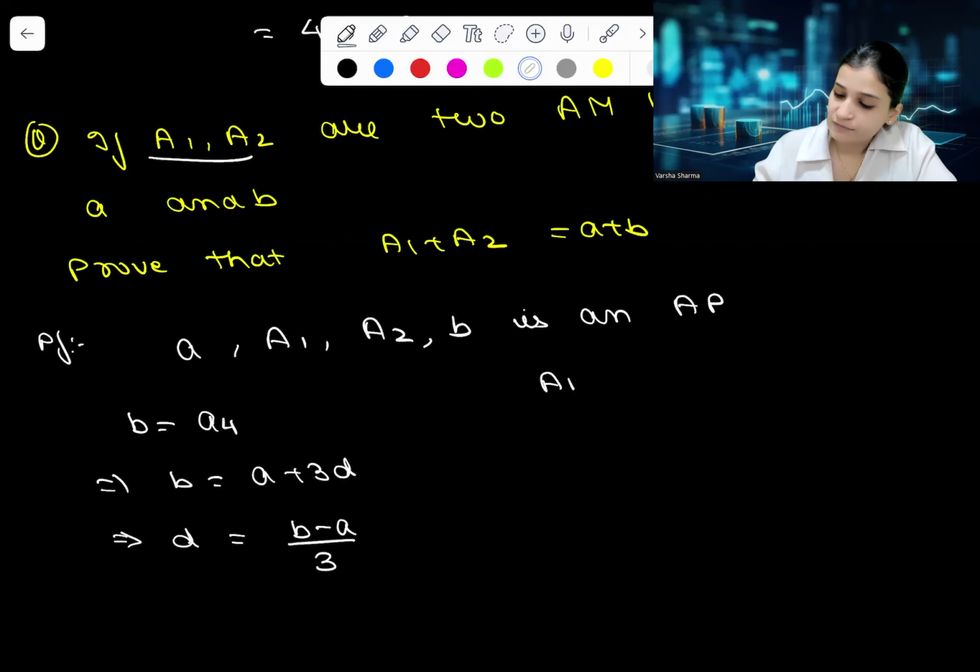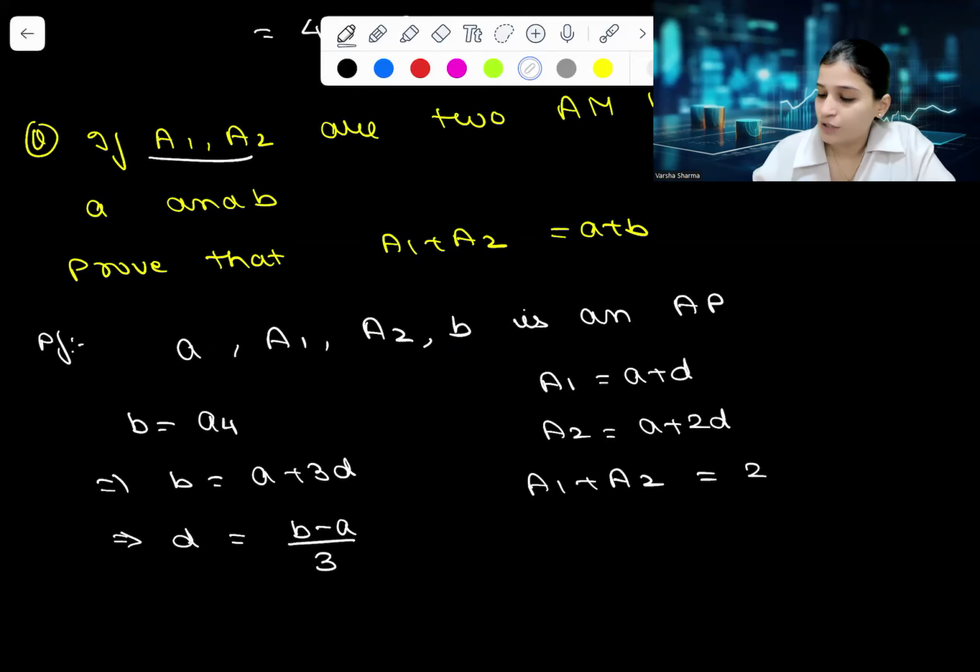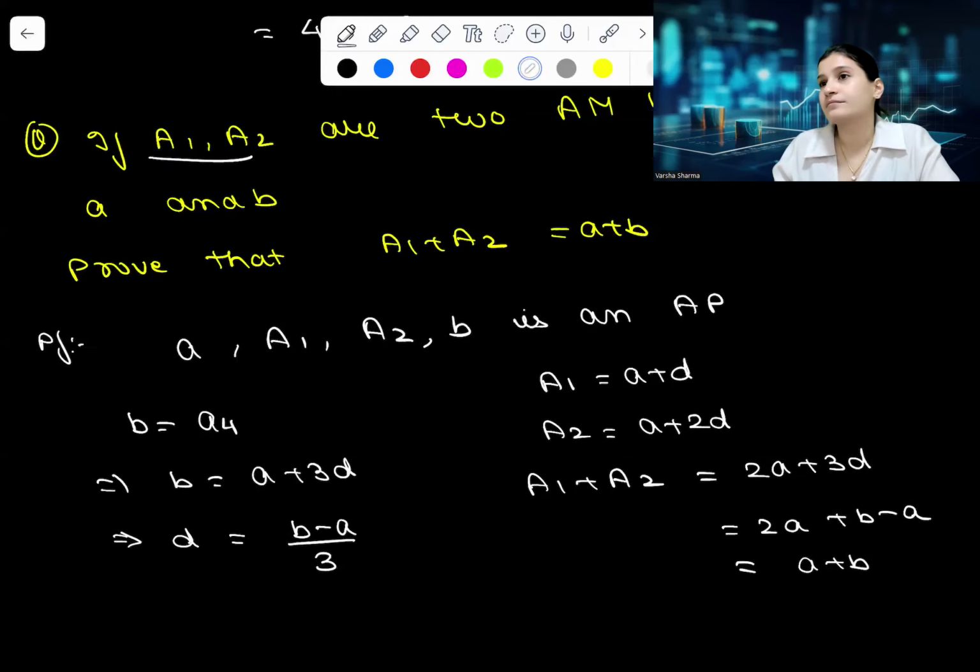So A1 is A plus D, A2 is A plus 2D. If I add them, A1 plus A2 is 2A plus 3D. Instead of 3D, we can put B minus A. This makes it A plus B. Prove that. I wrote LHS and I've substituted the value.